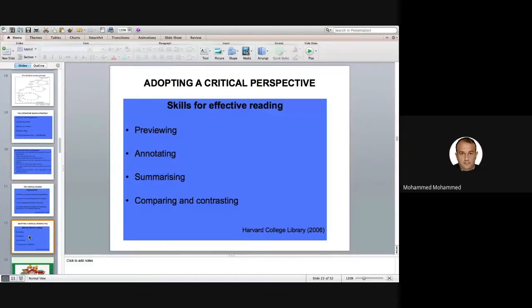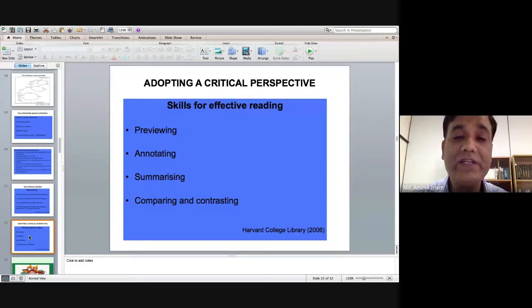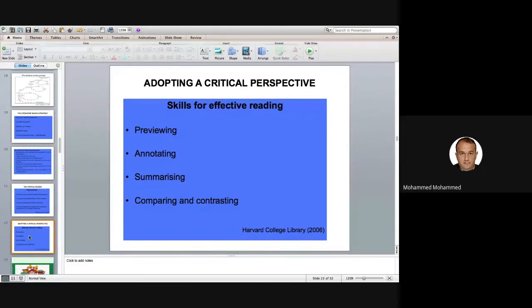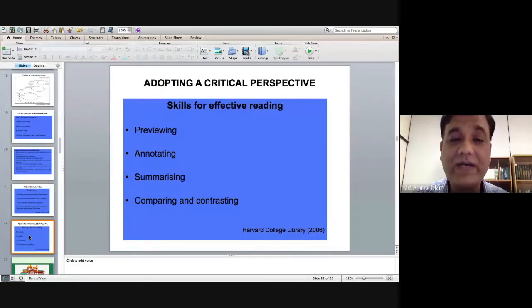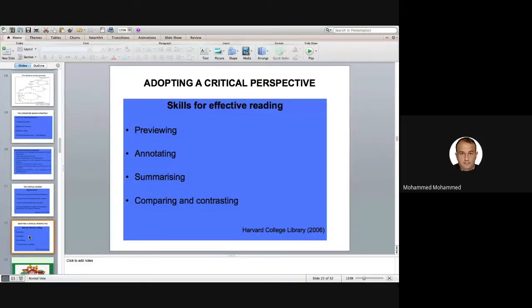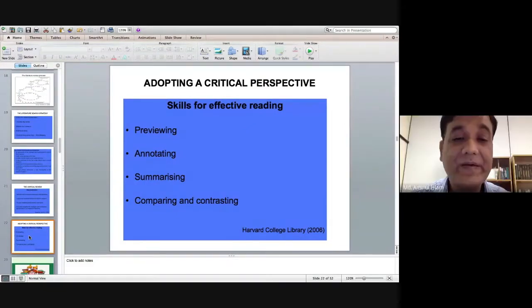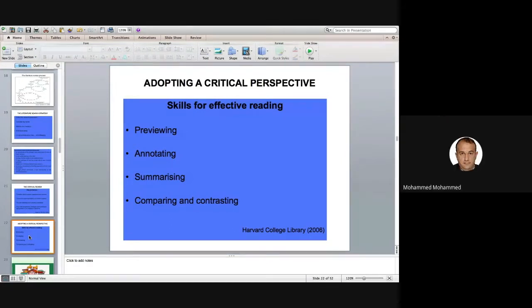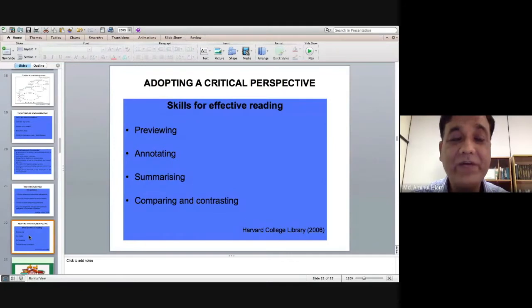So in the previewing stage also, we can see whether the information in the paper would be good for us to read and understand. This is the first reading. If you find that the paper would be useful, then we continue to the second reading, that is annotating.